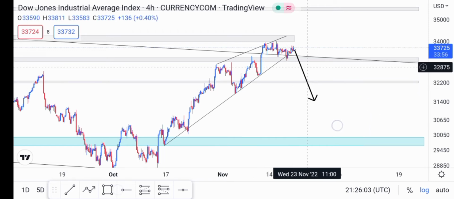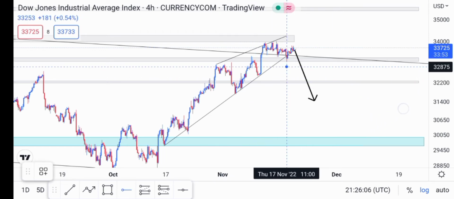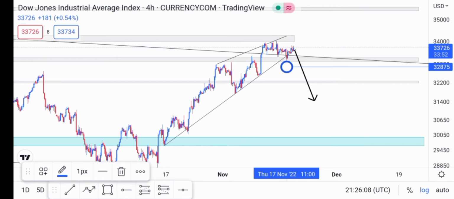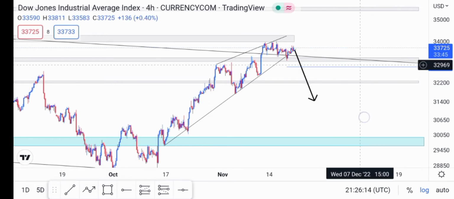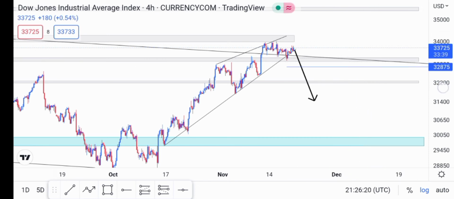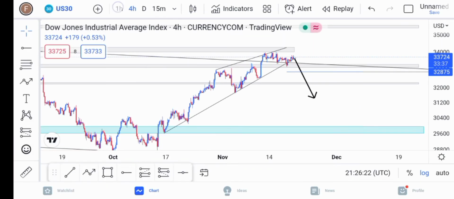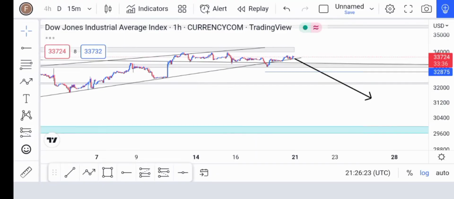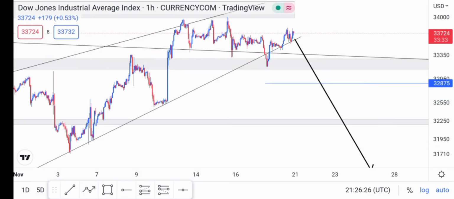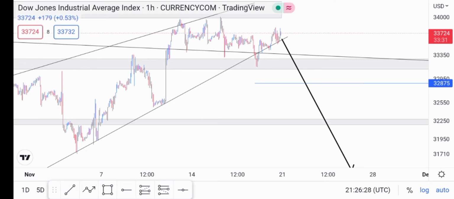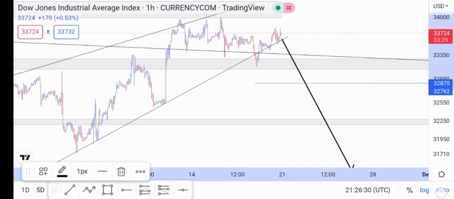We're only going to sell if we reach this level right over here. By reaching the level, I mean that the market should close below this level on the 4-hour time frame. Then we could say we are selling. Let us move to the 1-hour time frame to confirm, because there's a lot happening here. Let us remove this line for now.